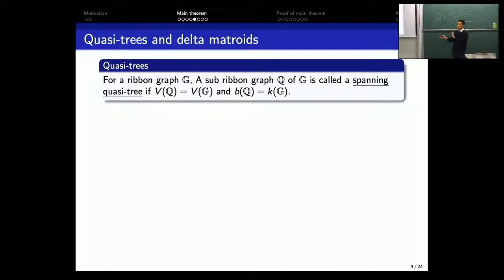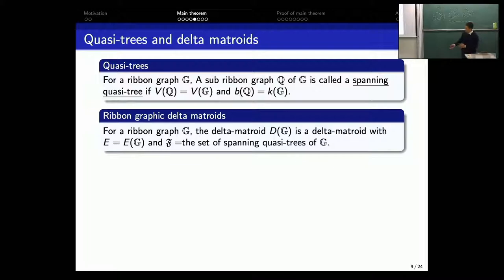Remember that the cycle matroid was defined by a pair of an edge set and a set of spanning trees. So we need some kind of spanning trees in a ribbon graph. So, quasi-tree: for a ribbon graph G, a sub-ribbon graph Q is called a spanning quasi-tree if it contains all the vertices of G and the number of boundary components of Q is equal to the number of components of G. And as we defined the cycle matroid, we set E to be the edge set of G and F to be the set of spanning quasi-trees of G. Then this makes a delta matroid.